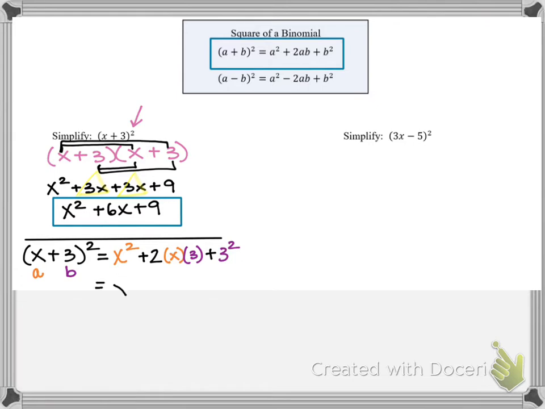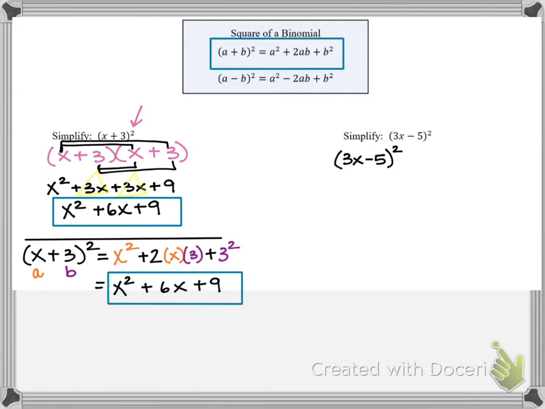So simplified, I get x squared. Now in the middle, 2 times x times 3, well, that's positive 6x, and then at the end, 3 squared is 9. So you see we arrive at the same simplified result. Let's take a look at our next example, and we're just going to use the formula for this one.